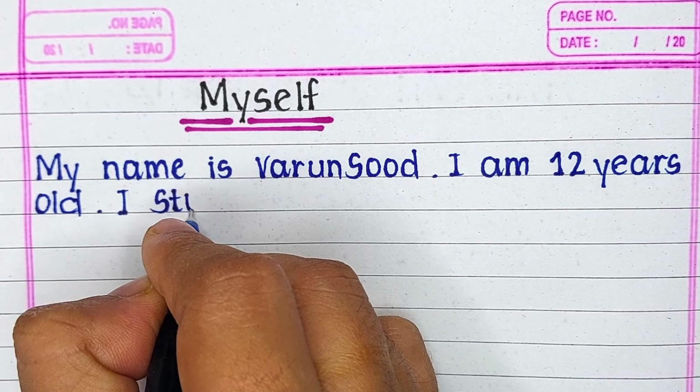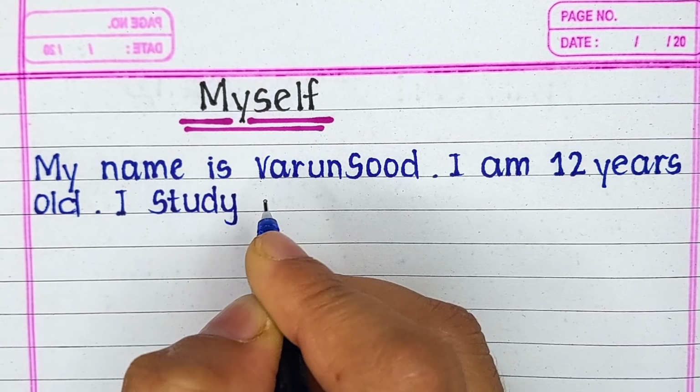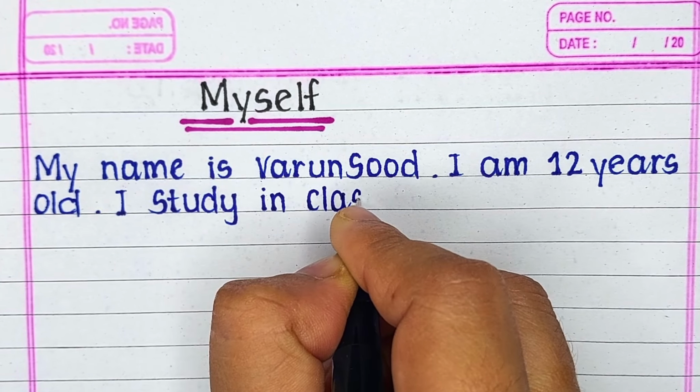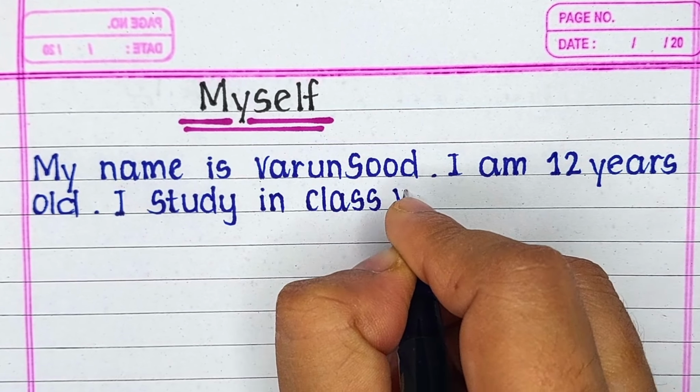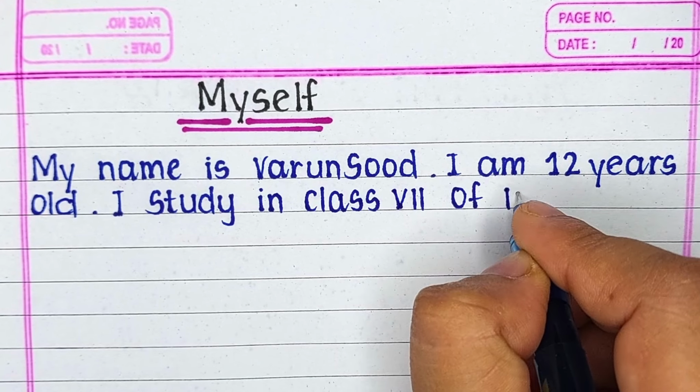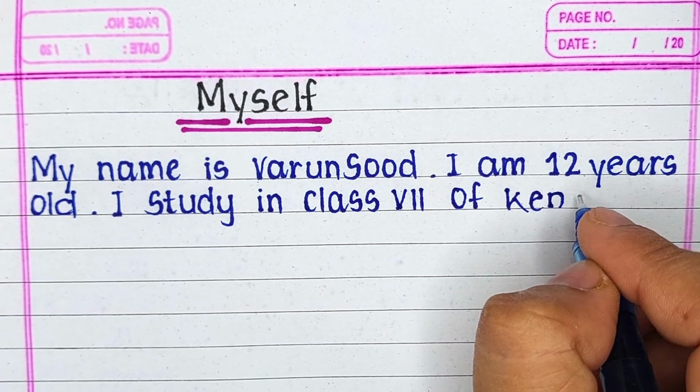Firstly, you need to start with your name and age. Here, for example, I am writing, my name is Varun Sood. I am 12 years old.